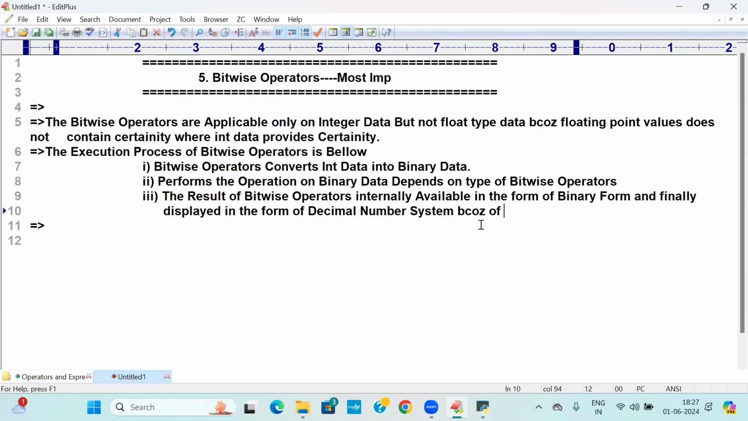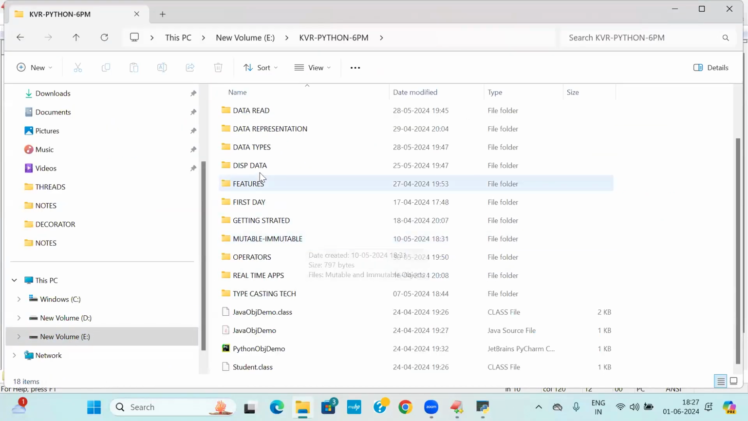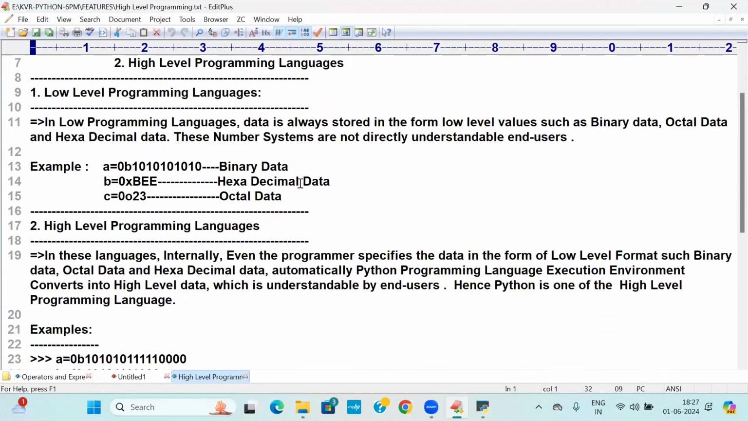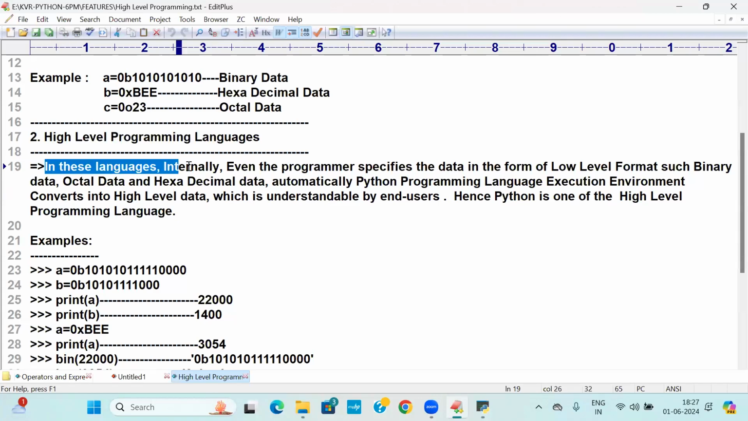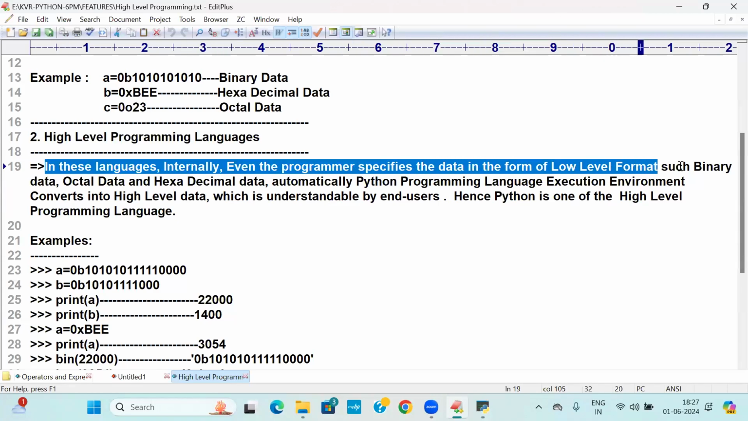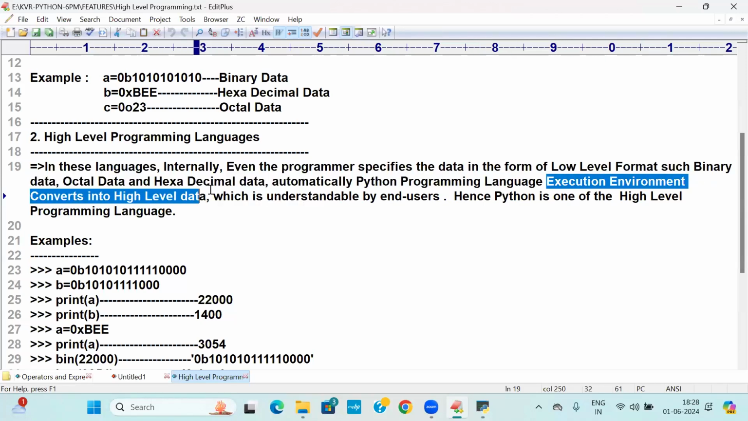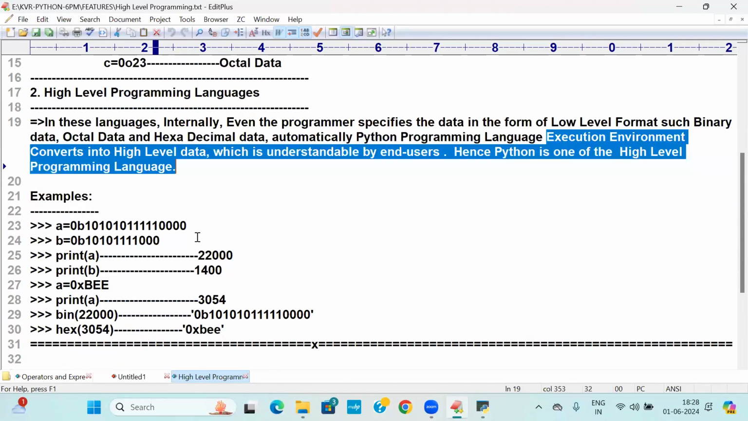Because Python is a high level language. I already said in the features that Python is a high level language. If we go to the flashback, you see a beautiful explanation. I wrote it here: high level languages. In these languages, even if the programmer specifies the data in low level formats such as binary, octal, hexadecimal, the Python execution environment automatically converts it into high level data understandable by the end user. That's why Python is a high level programming language.